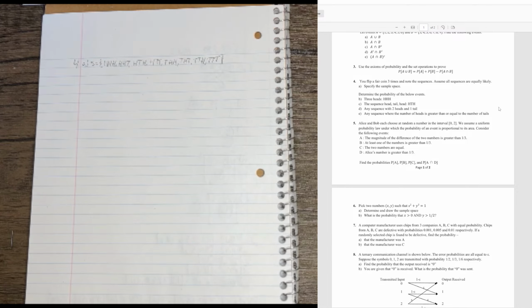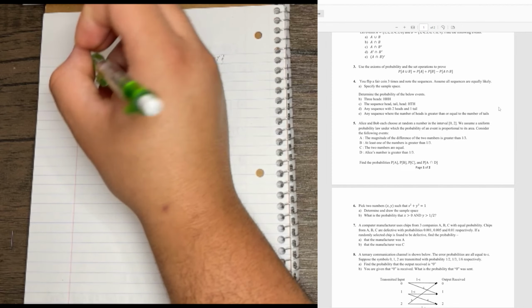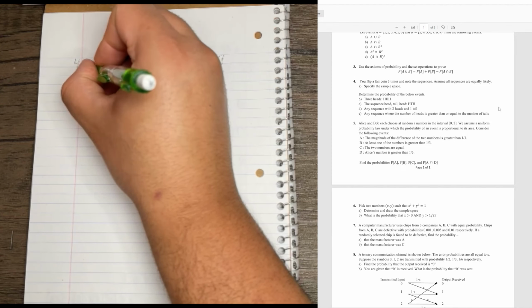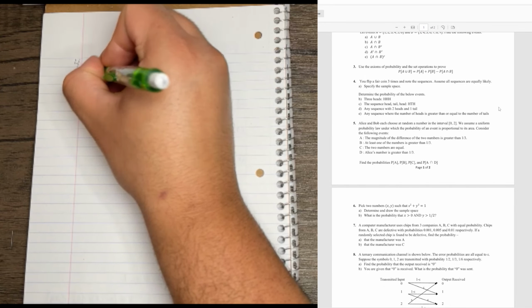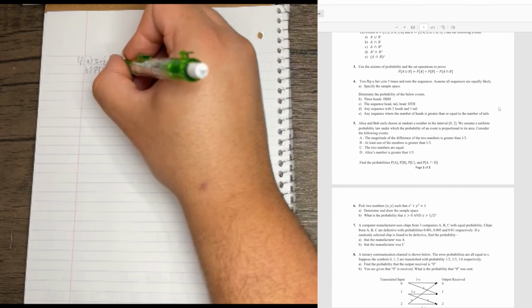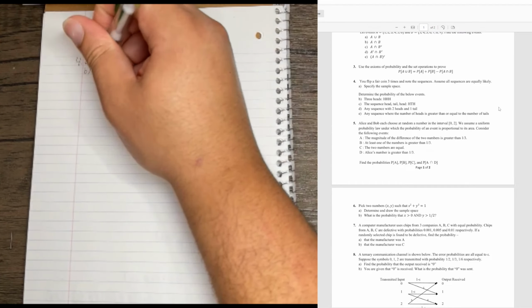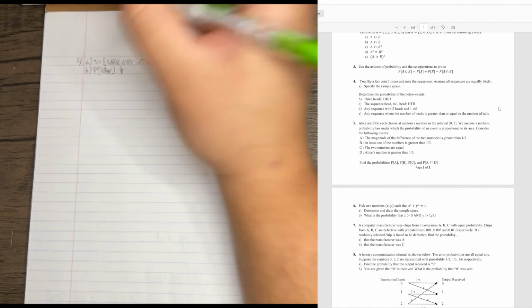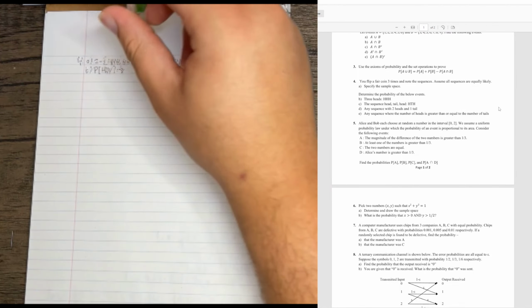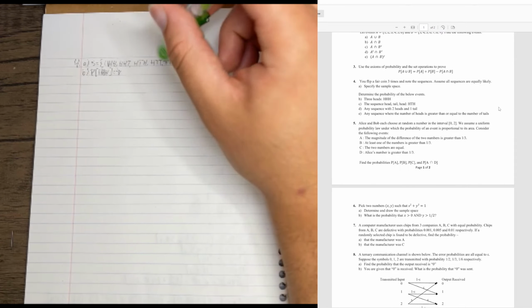Determine the probability of the below events. 3 heads. The probability of HHH is equal to 1 out of 8. I don't really know how to prove that, but I feel like that should be enough because it's simple enough once you understand it. You're just taking the total number of possibilities and how many times it appears in that, and it only appears once, so it's 1 over the total number of possibilities, which is 8.